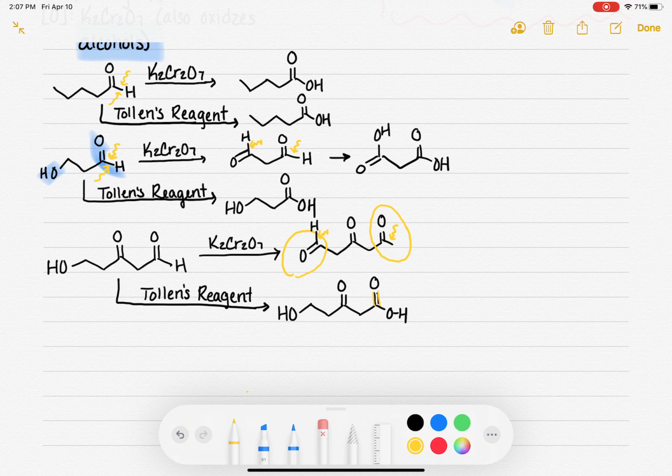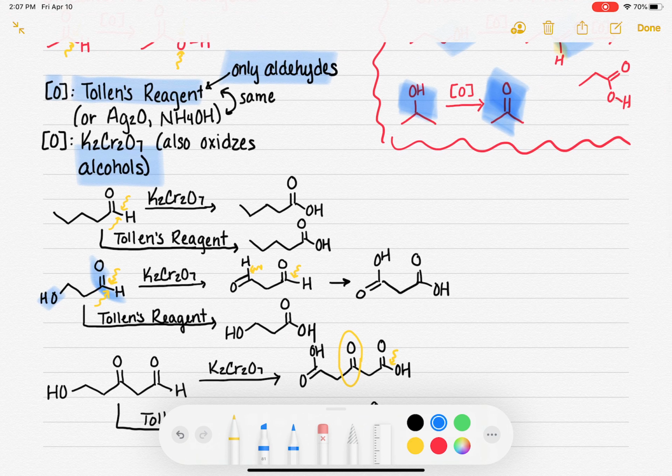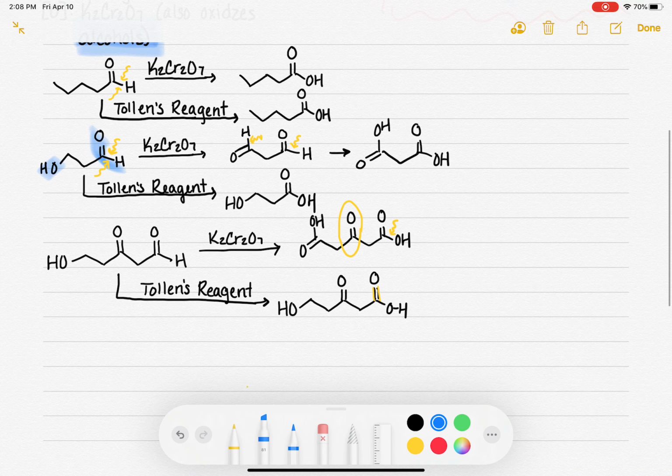So we will end up with OH, and we're going to squeeze another one in there. So we end up with OH. Can we squeeze an oxygen into either one of these bonds right here? The answer to that question is no, we can't, for two reasons. First of all, this functional group is a ketone, which is not one of the options of what we can react with Tollens or K2Cr2O7. Alcohols and aldehydes only. So ketone is not eligible.